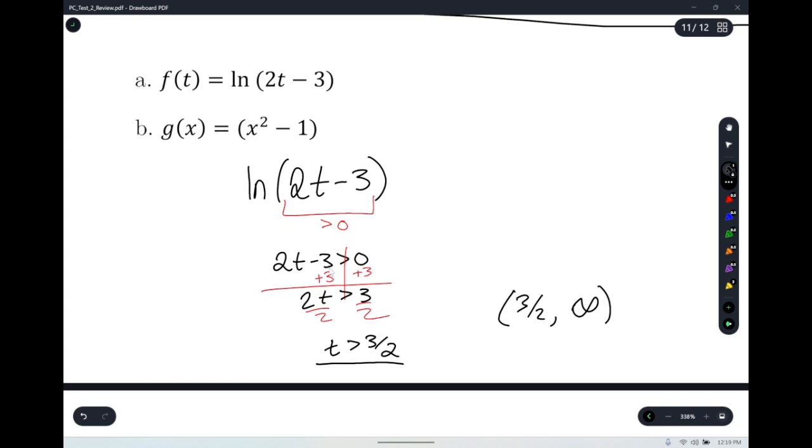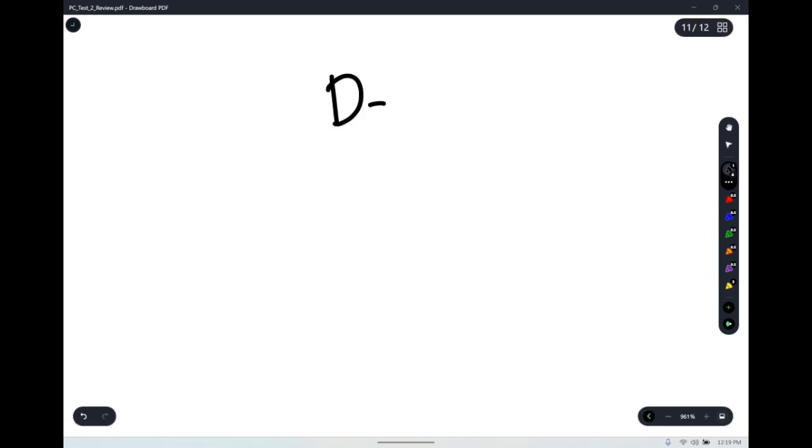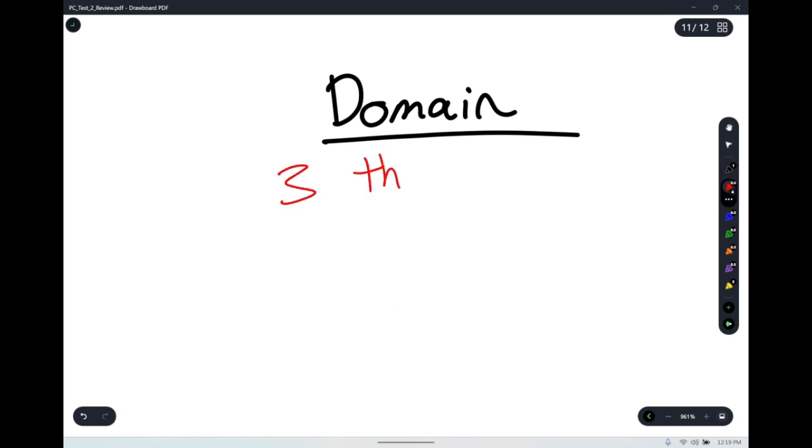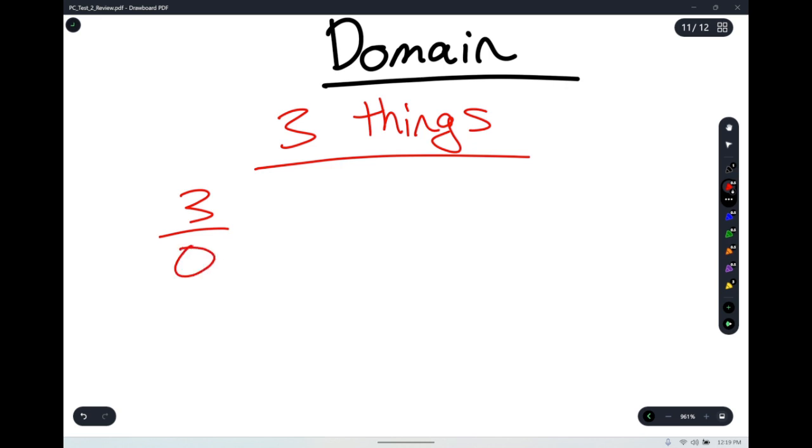But there are other things that can make you not have a domain. There's 3 things for the domain. For domain, you check 3 things. You check for bad numbers, and all 3 things are bad numbers or undefined. Not negative. I just like the idea of negatives are bad. If it's got a negative, get rid of it. That's the first one we usually talk about. Some number over, like 3 over 0. That's bad, right? Second one.